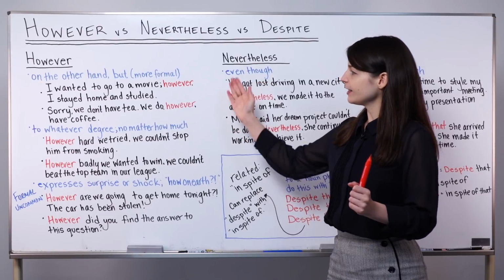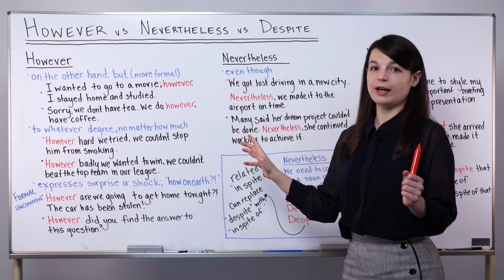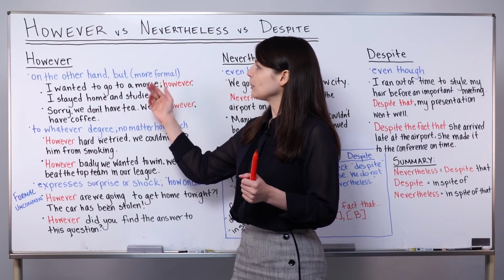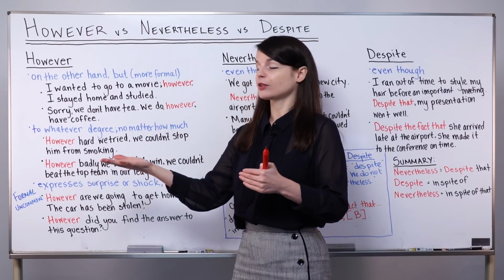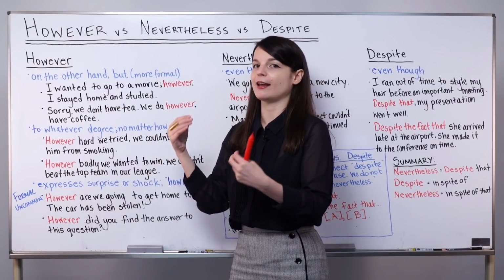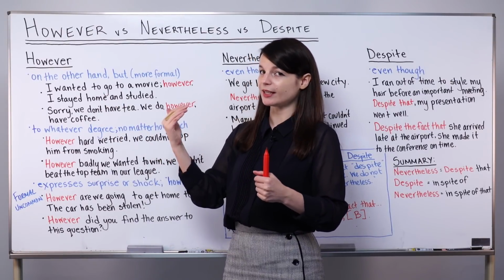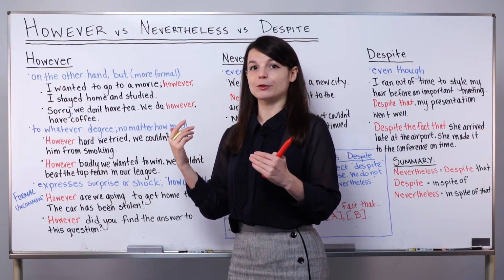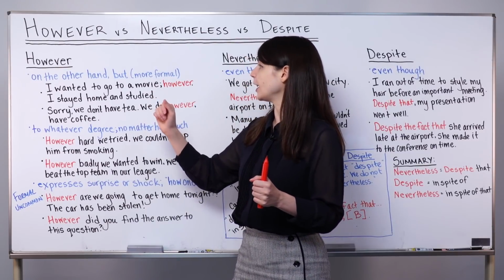However. Let's take a look at 3 different ways we can use however. First, however can mean on the other hand, or but. It's like a more formal way of saying but, something kind of more polite than just but. So let's look at a couple of examples of however used in this way.